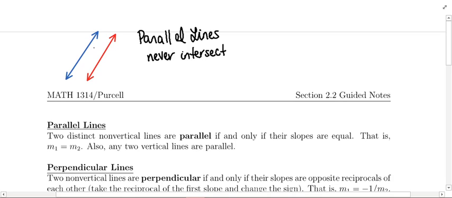Since they never intersect, if you examine this blue line and the red line, they have the same steepness. So if we're saying that line 1, the blue line, has slope m1 and the red line has slope m2, then their slopes are going to be equal. So m1 should equal m2. That's a really important fact about parallel lines. They have the same slope.